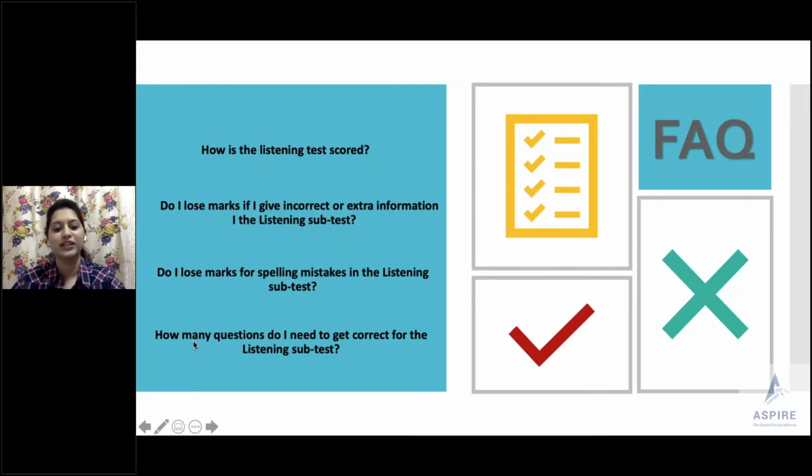So how many questions do I need to get correct for the listening subtest? This was one of the most asked questions. The number of marks needed to secure a grade B will always vary because they might change the number of questions depending on the test. But usually to get a grade B, that is a scale of 350, you will have to score at least 30 marks. So that's 30 out of 42.